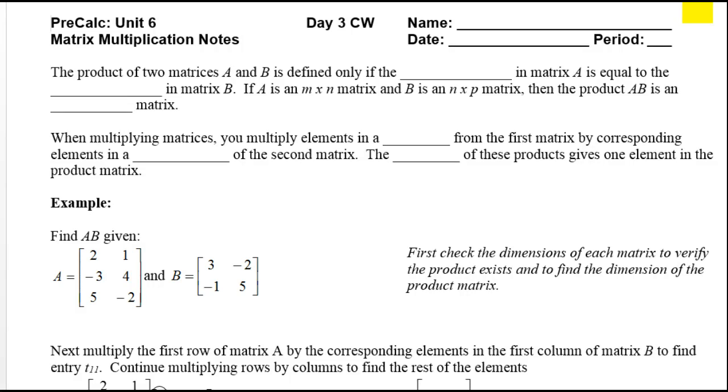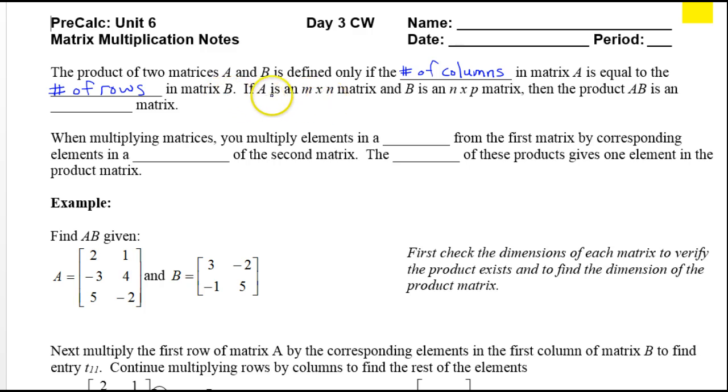In this video, I will show you how to multiply one matrix by another matrix, and I'll let you know when that's okay and when that is not possible. So first of all, the product of two matrices A and B is only defined if the number of columns in matrix A is equal to the number of rows in matrix B.